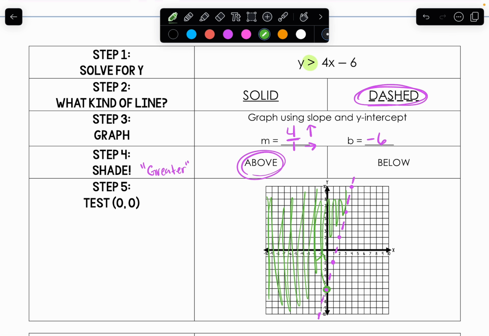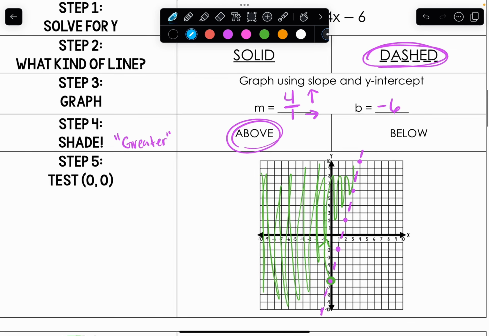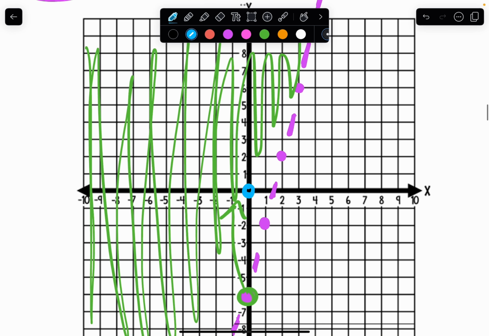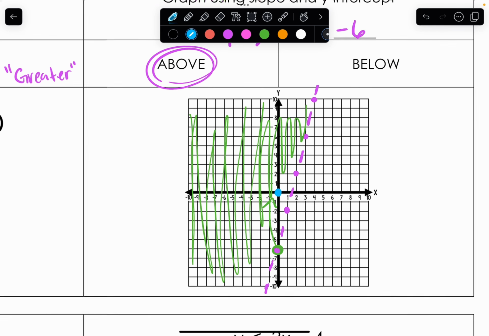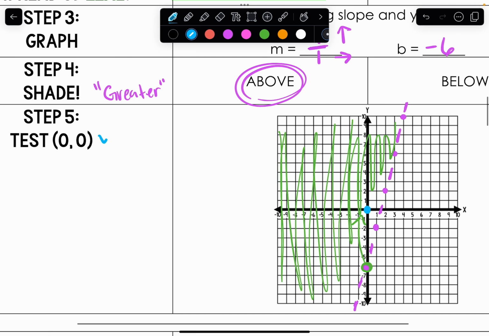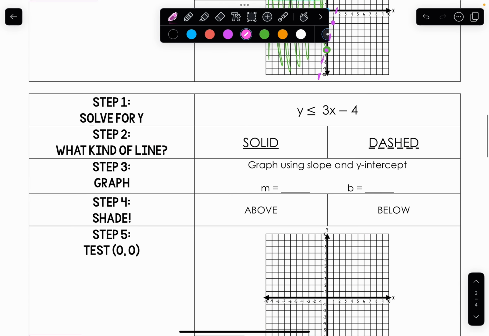And if we test 0, 0, if we plot the point 0, 0, it would fall within the shaded area. So yes, 0, 0 is a solution. Next one.